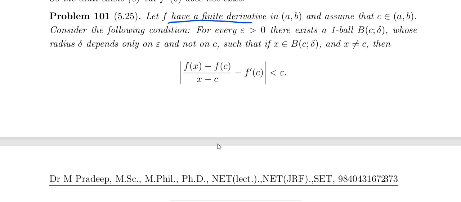You know that f has the finite derivative and c is any point in a comma b. For every epsilon greater than 0 there exists a ball B of c comma delta. The radius delta depends on the epsilon, not on c. Therefore x belongs to the open ball with center c, x is not equal to c. By the definition of the derivative, the limit as x tends to c of f of x minus f of c divided by x minus c is equal to f dash of c. So the difference between the quotient and f dash of c is always less than epsilon. This is the definition of the derivative.